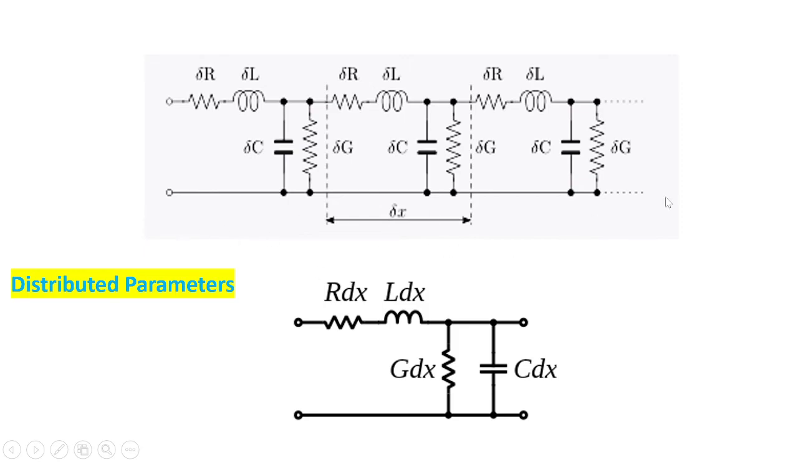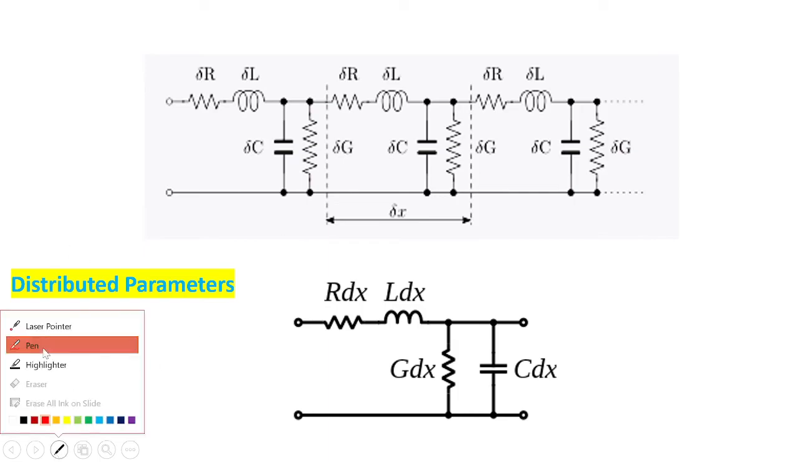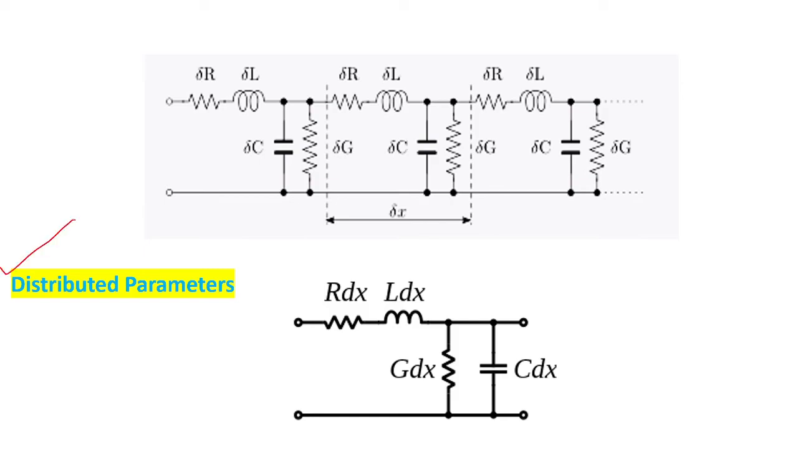If you consider this is the length of the cable, you can see RLCG, and this will continue, RLCG, RLCG, which means these primary constants are distributed along the transmission line. That is why they are also called distributed parameters. The distributed parameters are nothing but your primary constants. RLCG are not at a particular place, they are throughout the entire line. But if you consider a small piece of unit section like this, that unit section will have one resistor, one inductor, one conductance and one capacitance, right?